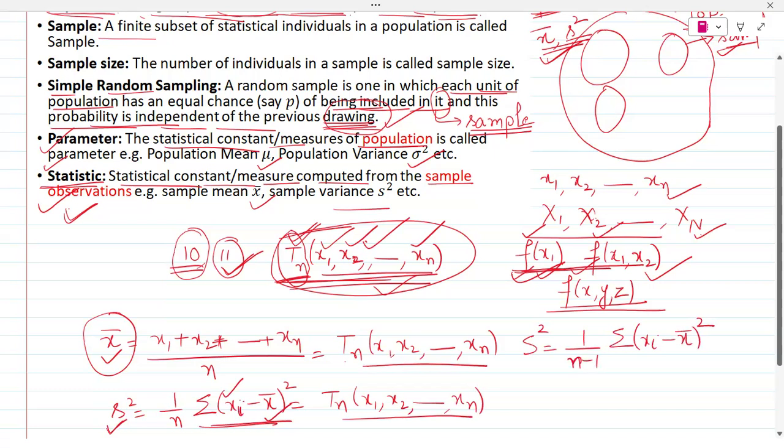Similarly, capital S square, which is 1 upon n minus 1 times the summation of this. Even its values depend upon the xi's. So that's why the sample mean, the sample variance, and this capital S square, all these are examples of statistic.